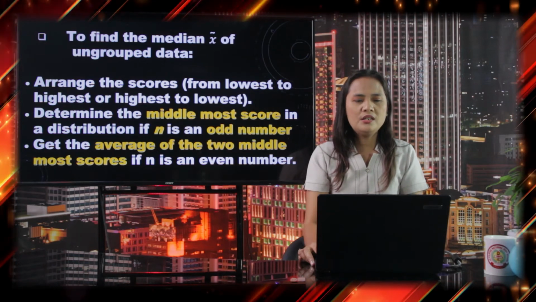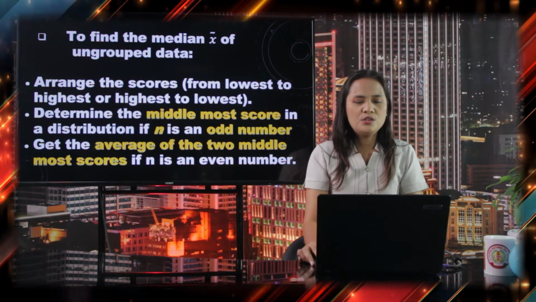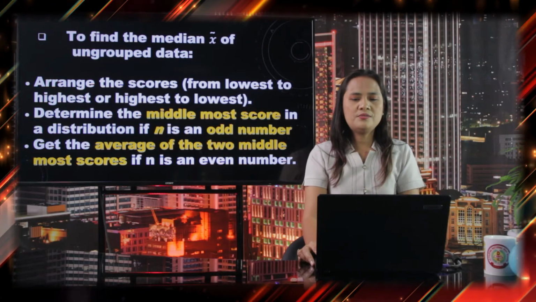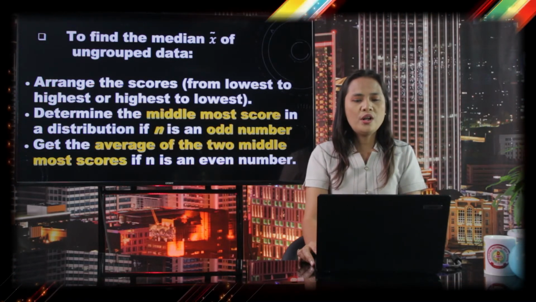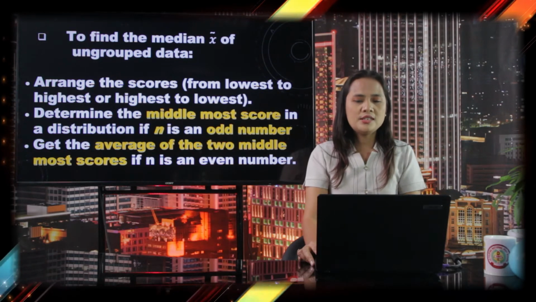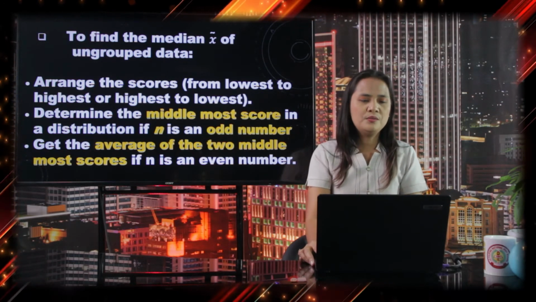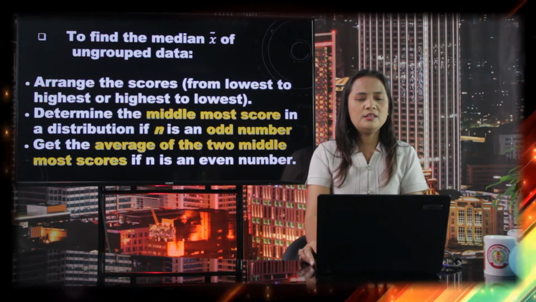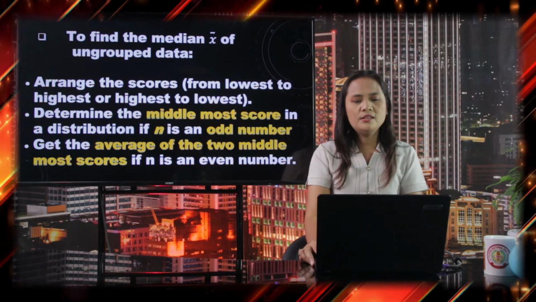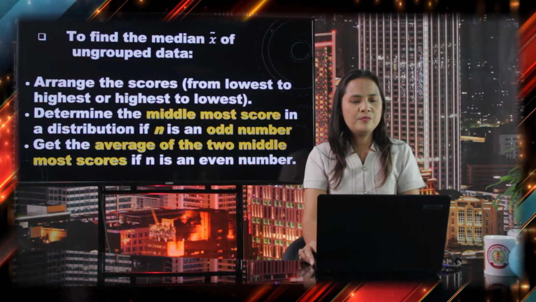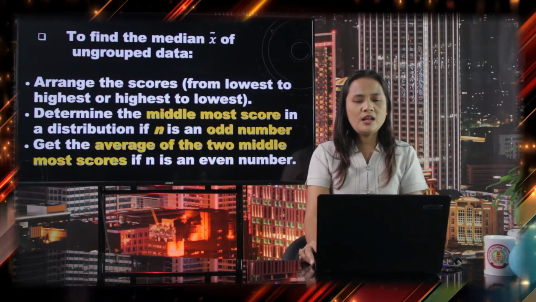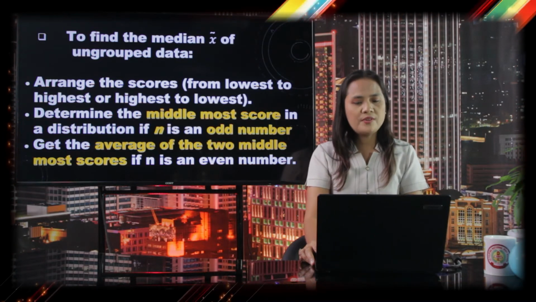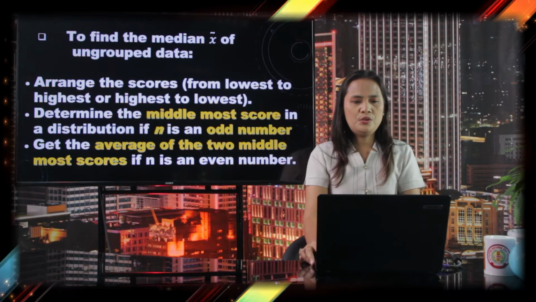To find the median of ungrouped data, we have the steps. First, arrange the scores from lowest to highest or highest to lowest, or ascending or descending order. Second, determine the middlemost score in a distribution if n is an odd number. Then, get the average of the two middlemost scores if n is an even number.